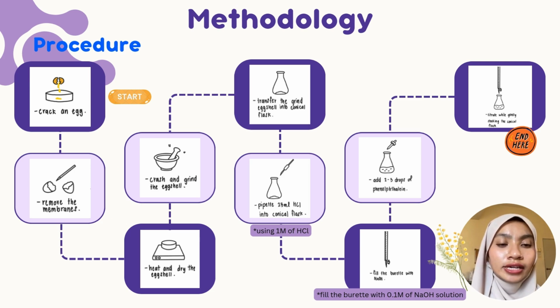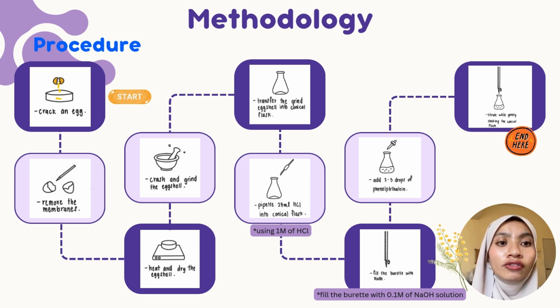First, an egg is cracked in a container. All membranes are removed from the eggshells. The eggshell is then heated and dried for approximately 10 minutes. The eggshell is crushed in the mortar into small pieces, then ground with the pestle. 1 gram of crushed shell was weighed and placed into 3 different conical flasks.